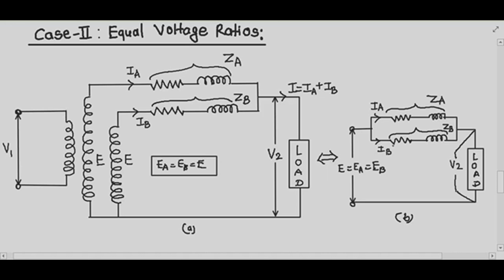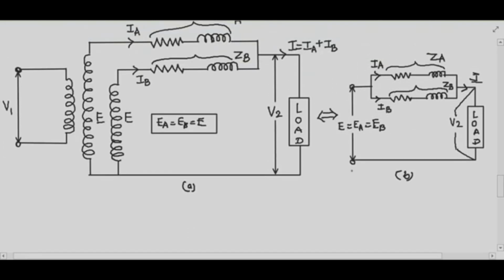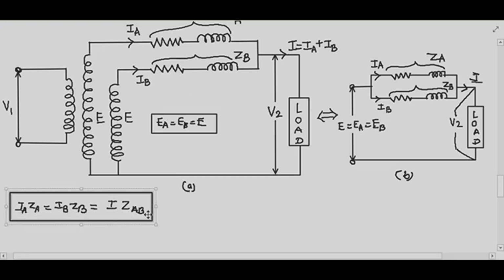So let ZA and ZB be the impedances of transformer A and transformer B, and IA and IB their respective currents. V2 is the common terminal voltage and I is the total or combined current. So this will be your I in this figure, the current through the load. Now I can write from this figure IA ZA equals IB ZB equals I into ZAB. What is ZAB? ZAB is nothing but the parallel combination of ZA and ZB. So I will write my ZAB equals ZA into ZB divided by ZA plus ZB.